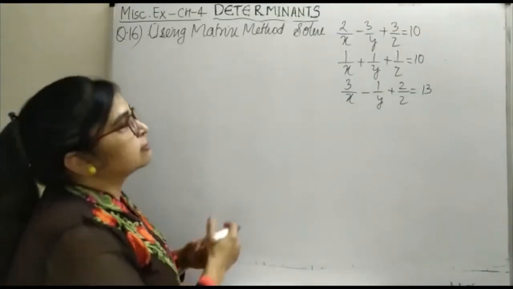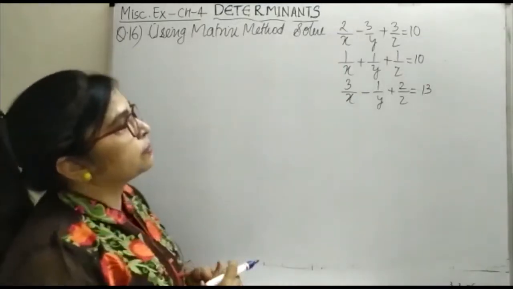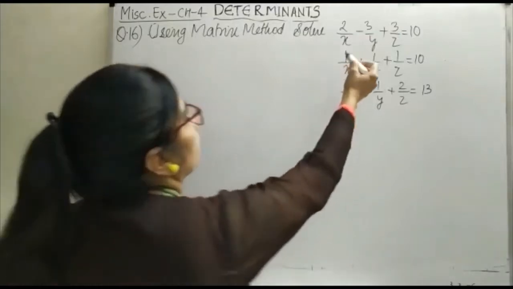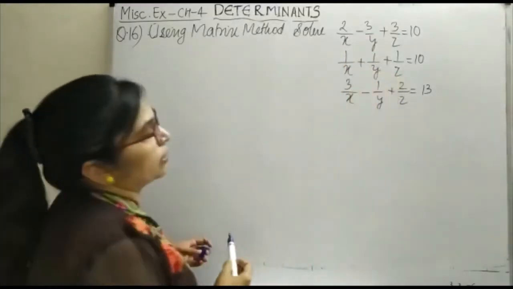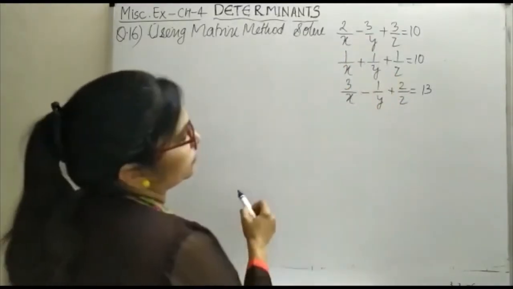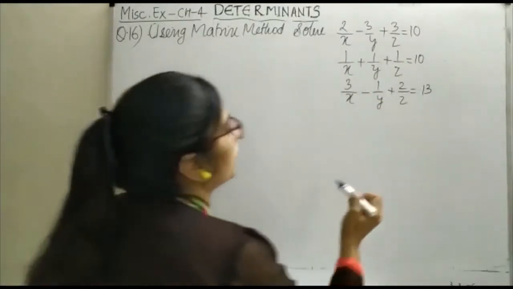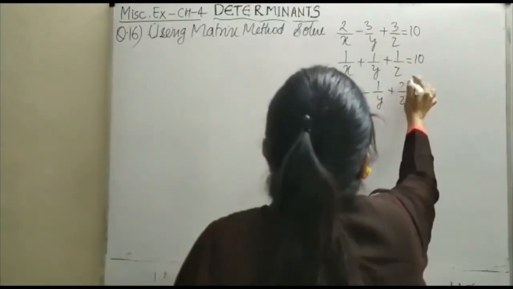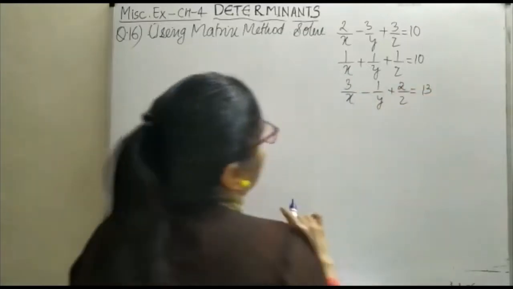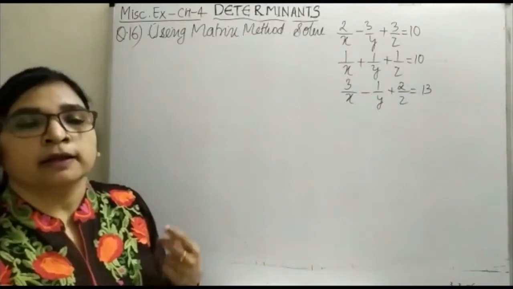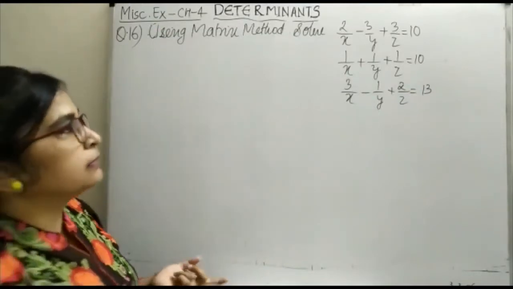Our equations are 2 upon x minus 3 upon y plus 3 upon z is equal to 10. Then 1 upon x plus 1 upon y plus 1 upon z is equal to 10. 3 upon x minus 1 upon y plus 2 upon z is equal to 13. Now, whenever you find that there is a variable in the denominator, substitute it by another variable.